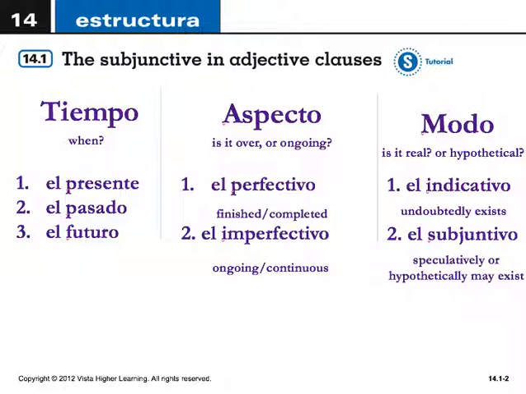Tiempo, like when did it happen: el presente, pasado, futuro. Aspecto, is it ongoing or is it over with? Perfectivo being finished or completed actions for which you know both the beginning and ending time, and el imperfectivo, which is ongoing and continuous actions. And then we have what we're looking at today, which is el modo. If it's real or undoubtedly exists, it is el indicativo. But if it's in el subjuntivo, it speculatively or hypothetically may exist. So today we're looking at el presente, which is an imperfectivo tense, and the modo, specifically el subjuntivo.